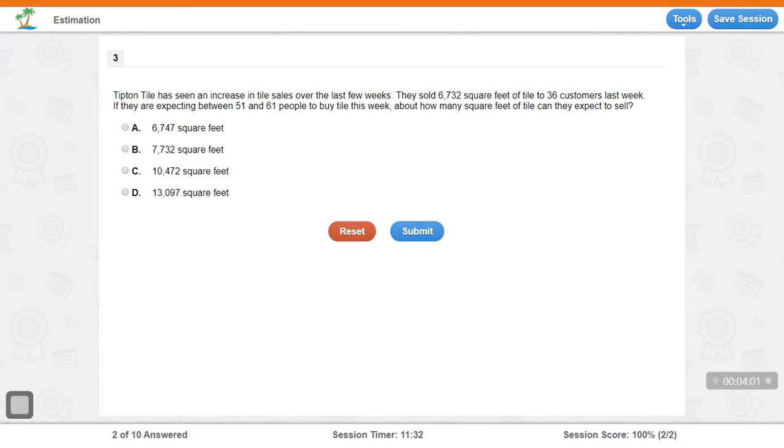In this case, Tipton Tile has seen an increase in sales over the last few weeks. They sold 6,732 square feet of tile to 36 customers last week. If they are expecting between 51 and 61 people to buy tile this week, about how many square feet of tile can they expect to sell? Well, if we had 6,732 square feet of tile per 36 customers, and I divide that out, that means that we sold approximately 187 square feet per customer. All right, because it was feet squared over customer.